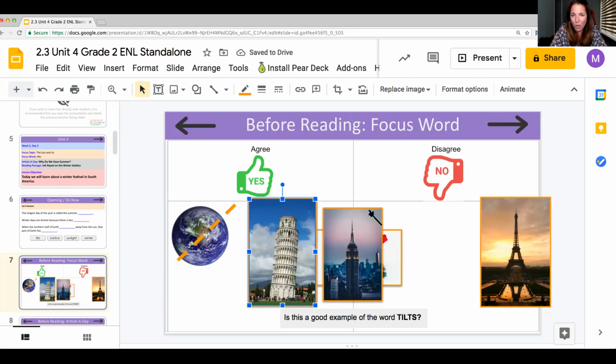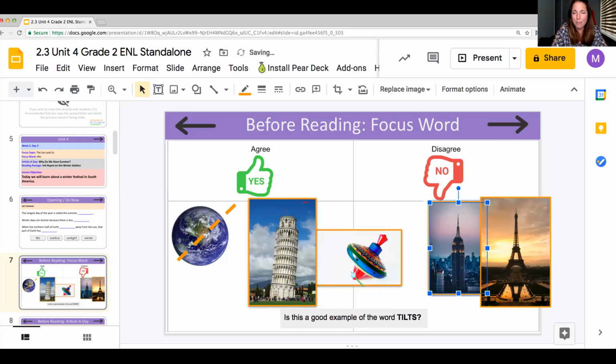Does anyone know what this is called? Right, that's the Empire State Building here in New York City. So is this a good example of our focus word, tilts? Let's see your hands. Right, we would disagree because it does not tilt.